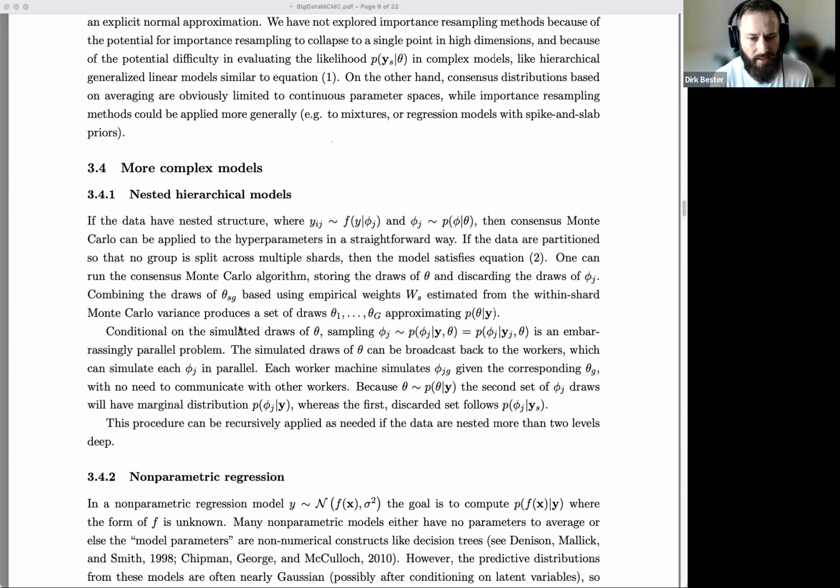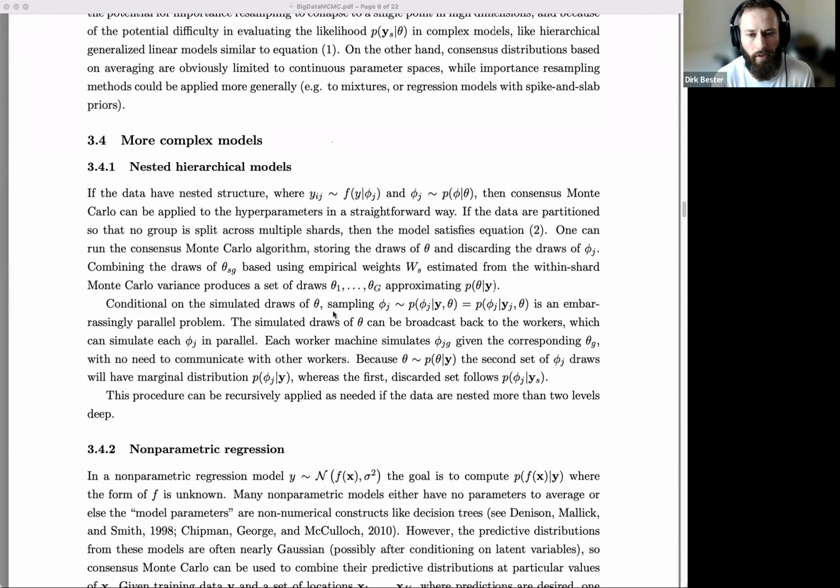The problem here, they say, is you need to be careful how you sample then. I'm not going to go into the detail here, but once you've solved it for one level, it can nest as needed, basically. Usually you won't have to nest it. They just say, when you draw the shards, you have to make sure that each shard has a little bit of information to be able to estimate all the parameters, basically.